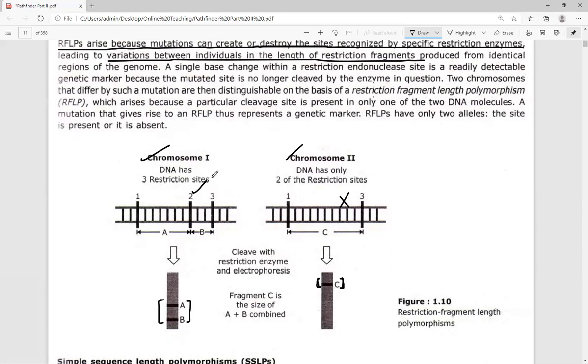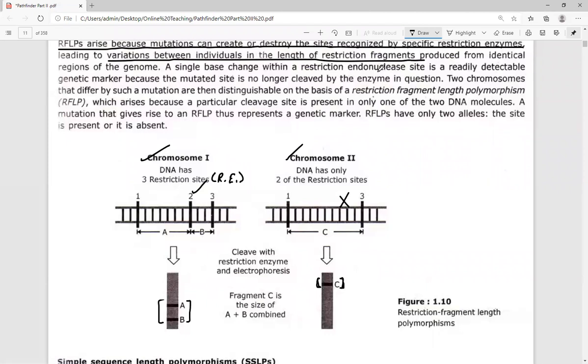The restriction endonuclease is going to recognize this site, and then it will cleave this DNA molecule. And here there is no site. Although a restriction site was present in the parental DNA, it has been eliminated by the mutation at the site where the parental DNA was being cleaved. Such variations will be produced when the same genetic material is cleaved by restriction enzymes. अलग अलग तरीके के fragments produce हो जाएंगे, produced from identical regions of the genome.